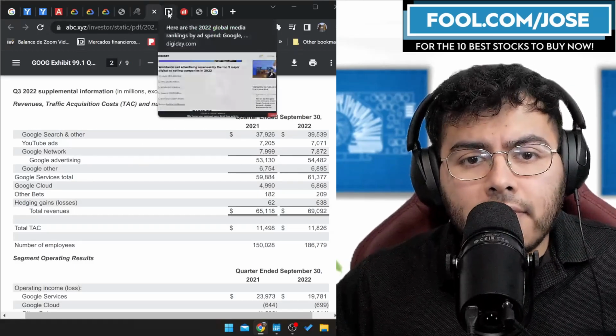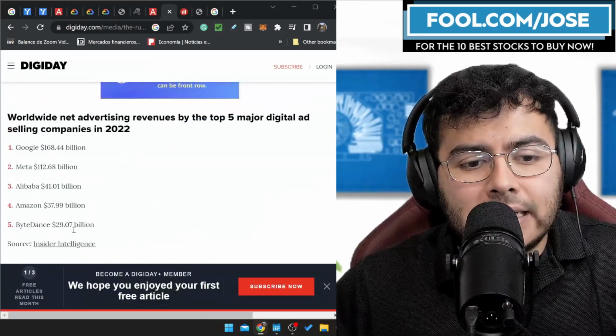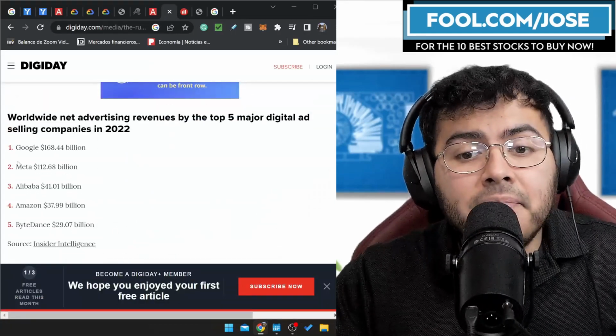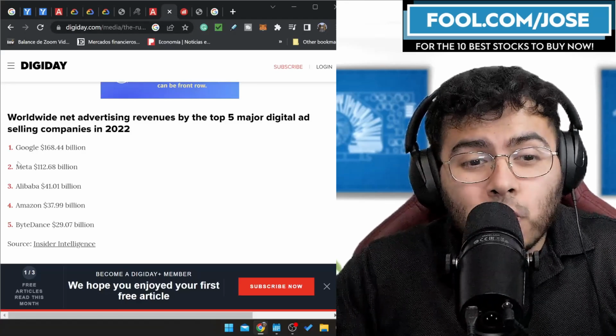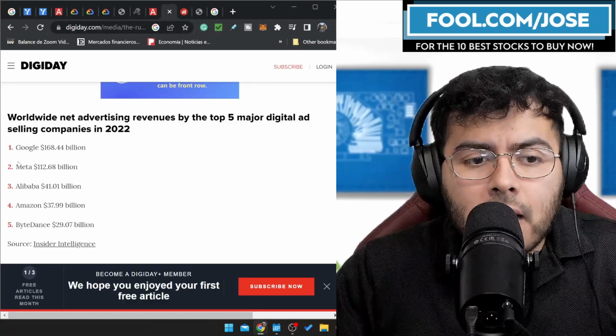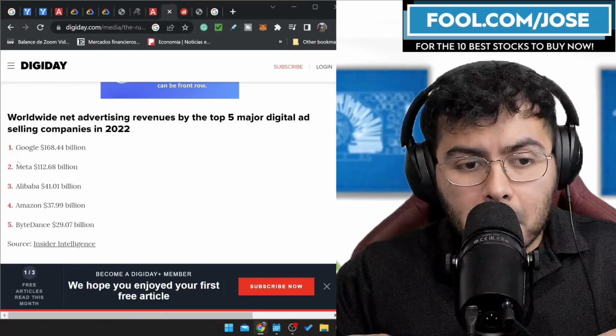We have a lot of great information here. First, we can take a closer look at this information from Insider Intelligence. The top 5 major digital ad companies in 2022, number 1 is Google with $168 billion. Number 2 comes in with Meta at $112 billion. So we can see the huge market share difference.